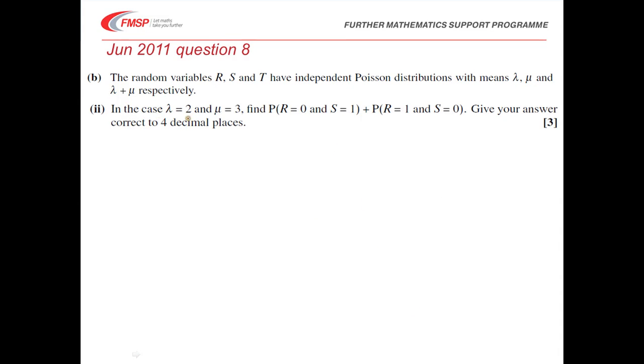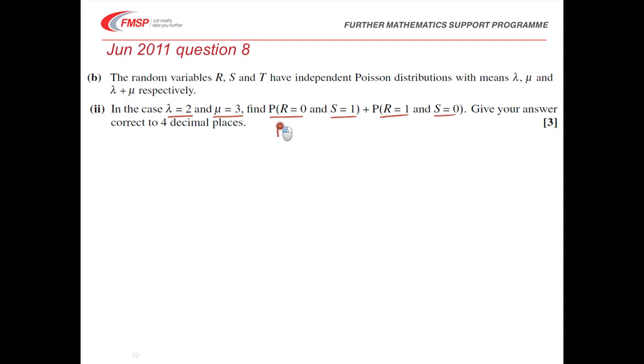We've then got, in the case of lambda equals 2, mu equals 3, to find the probability of getting 0 in R and S equals 1, or 1 in R and S equals 0. And we've got to give the answer correct to 4 decimal places. Now they are independent. Okay, so that's really, really important.